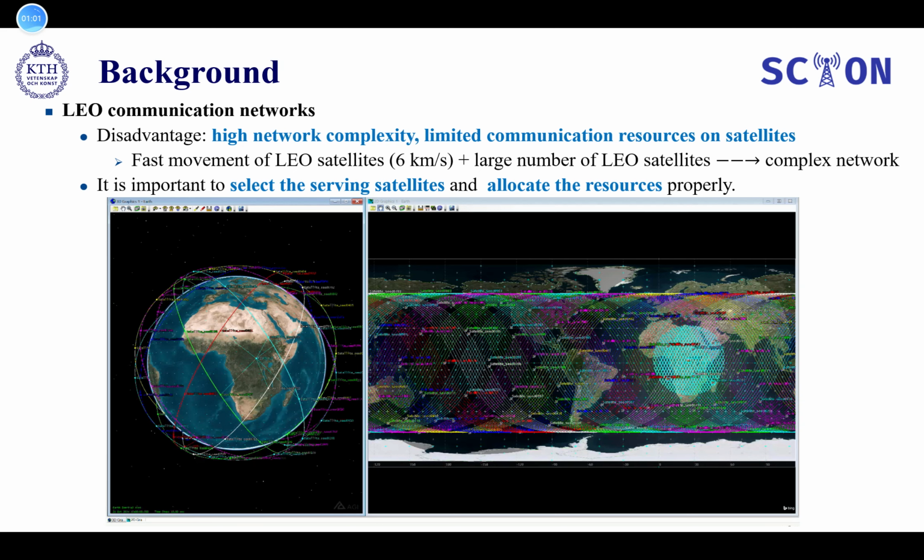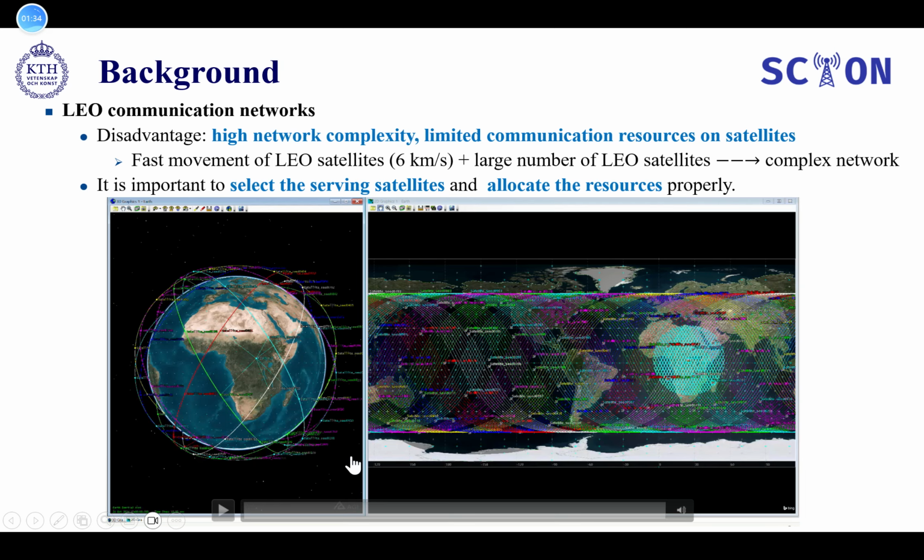And when I say LEO has very low round-trip delay, low is relative here, compared with middle Earth orbits or geostationary Earth orbit satellites. And the disadvantages can be summarized as high network complexity and limited communication resources on satellites. And to overcome the disadvantages of LEO communication, we need to put more effort on selecting the satellites and allocating the resources properly.